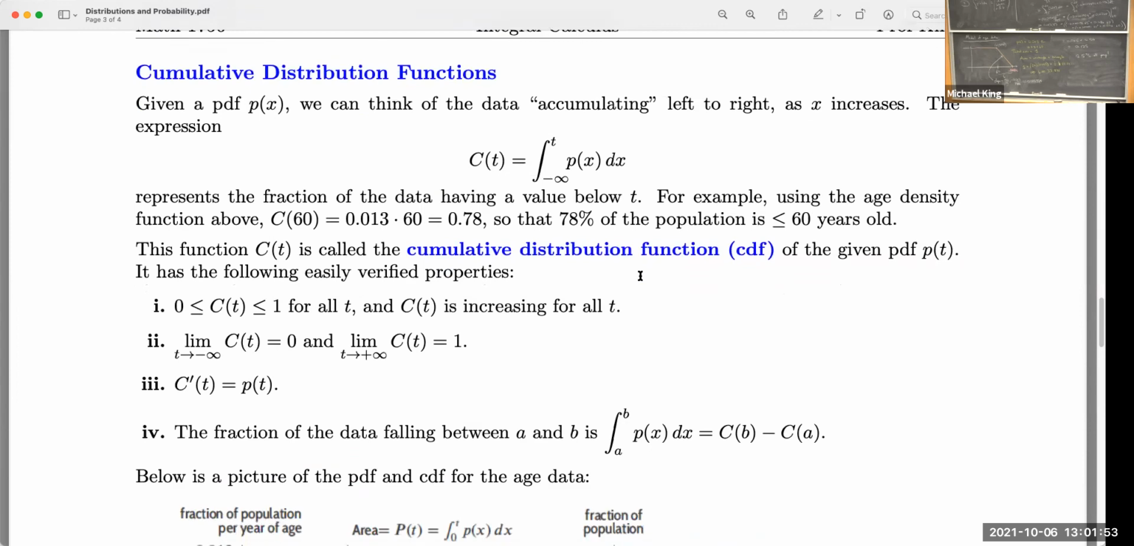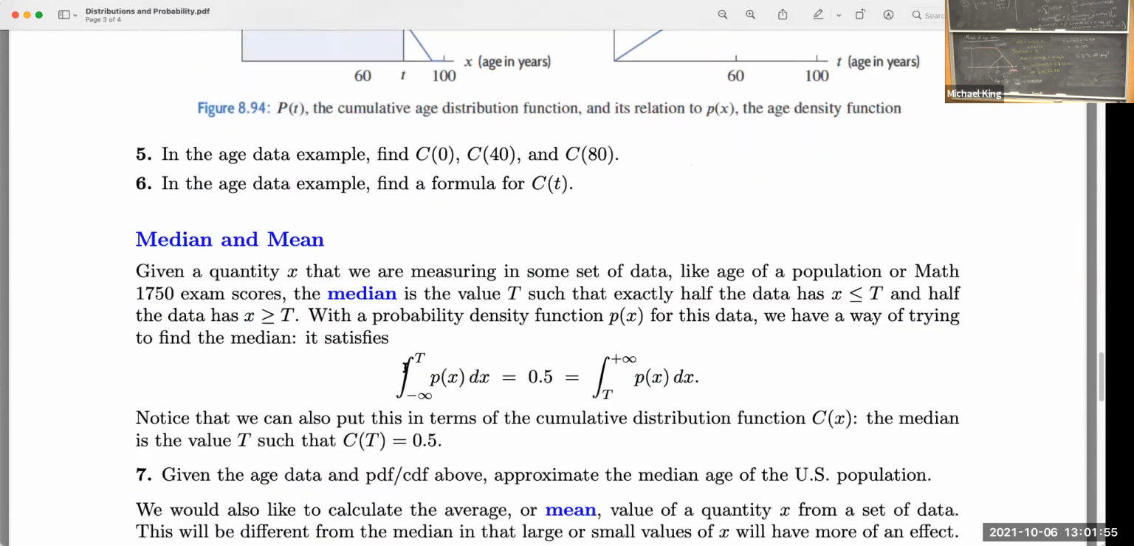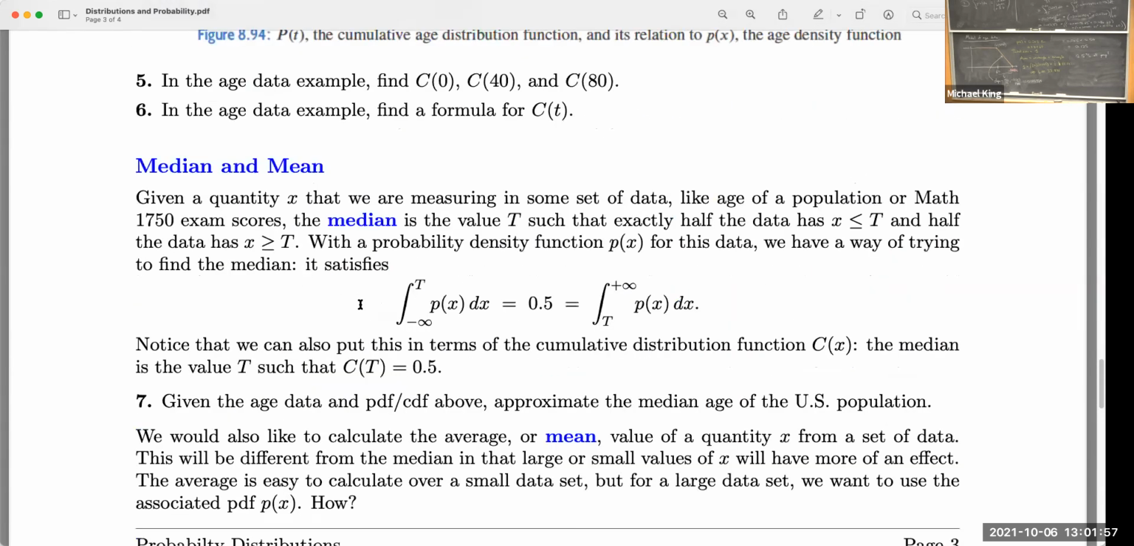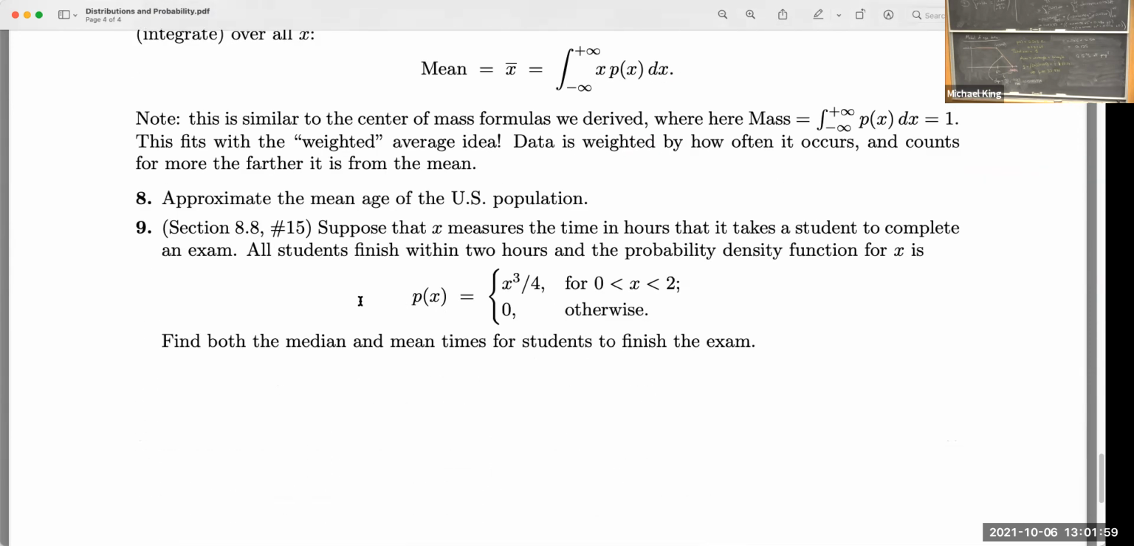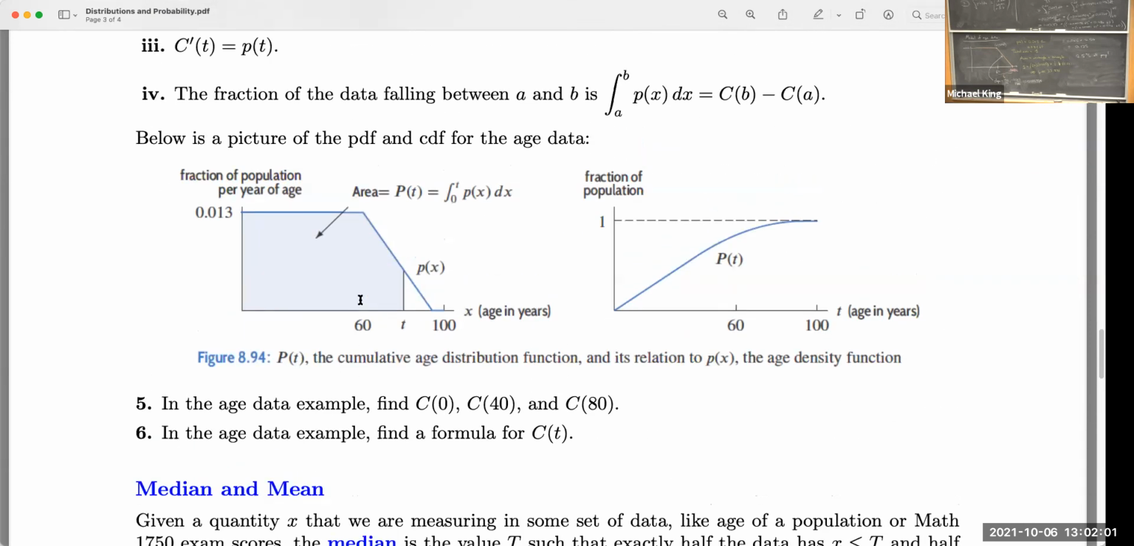Okay, so we'll talk about that more, but then this has properties, and then we'll talk about how you compute median and mean. That's kind of the big part of the last section of the chapter. We'll do that after the break.